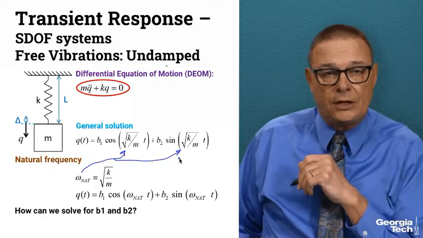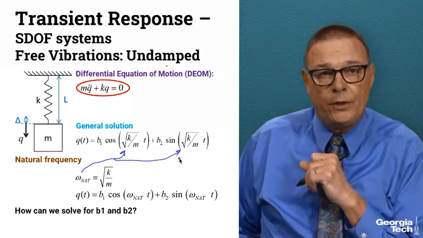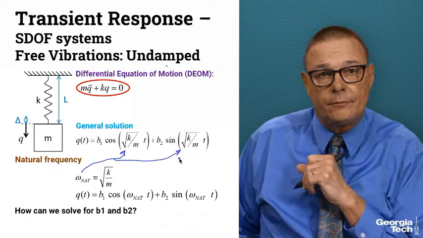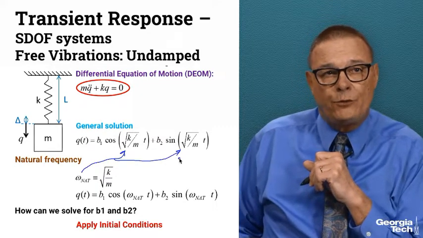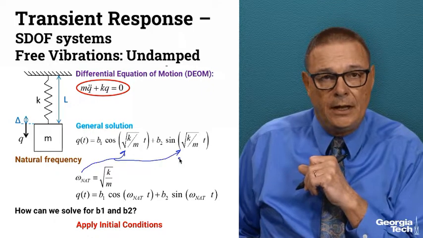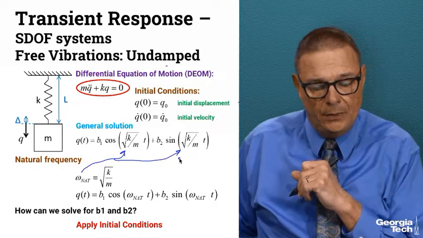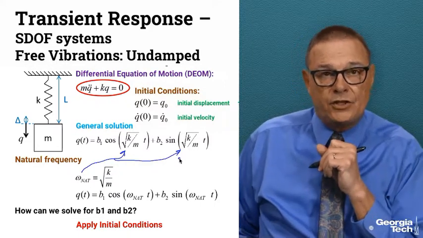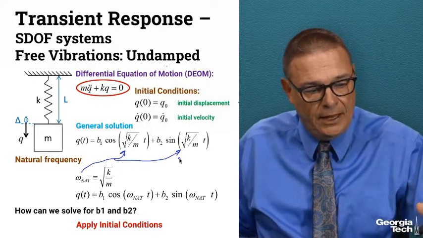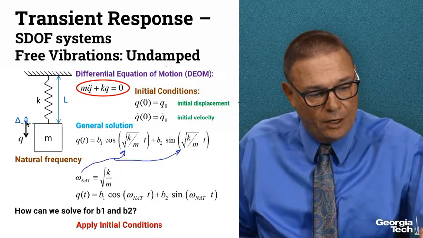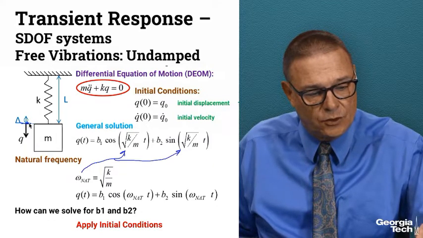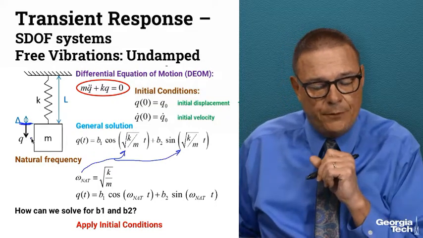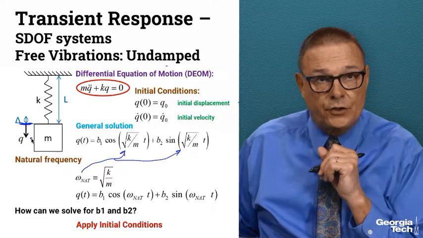And so I'd like you to stop the video, think on your own, and try to come up with how we would solve for B1 and B2, those unknown constants. And what you should say is we're going to have to apply initial conditions to the system. And so let me give you some initial conditions. Let's say that for time 0, we give the system an initial displacement and an initial velocity. And q, remember, is measured from the static equilibrium position here. And so we're going to give it some initial displacement from that position and some initial velocity.